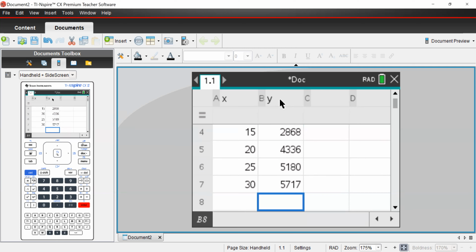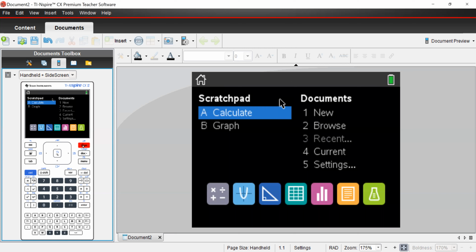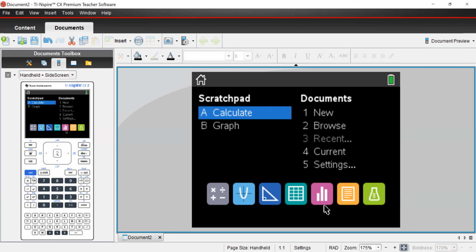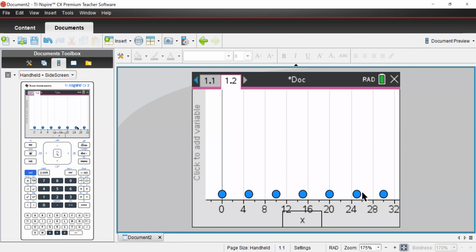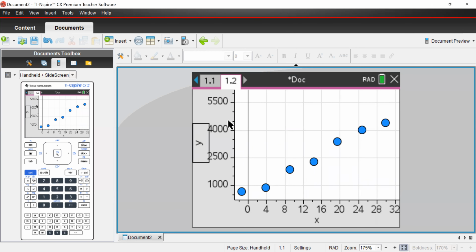And then ask yourself, do you know which key to go to, or what button to push to get to the scatter plot? You go home, and then the chart icon right here. Okay, so you have the scatter plot, but it's a mess because we haven't added the variables yet. So you click on the axes, and you pair the horizontal axis with the X, and then the vertical axis with the Y. Then you see something like this.